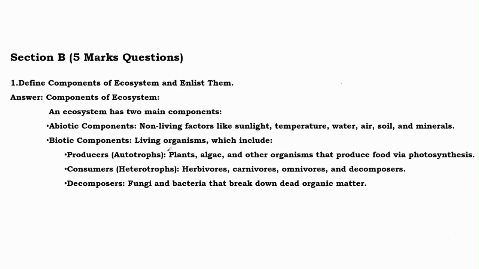Then five mark question: you have to define components of ecosystem and enlist them. An ecosystem has two main components, abiotic and biotic. What is abiotic? Non-living factors like sunlight, temperature, water, air, soil and minerals are called abiotic, which has no life. Biotic components are living organisms, which include producers, consumers and decomposers.